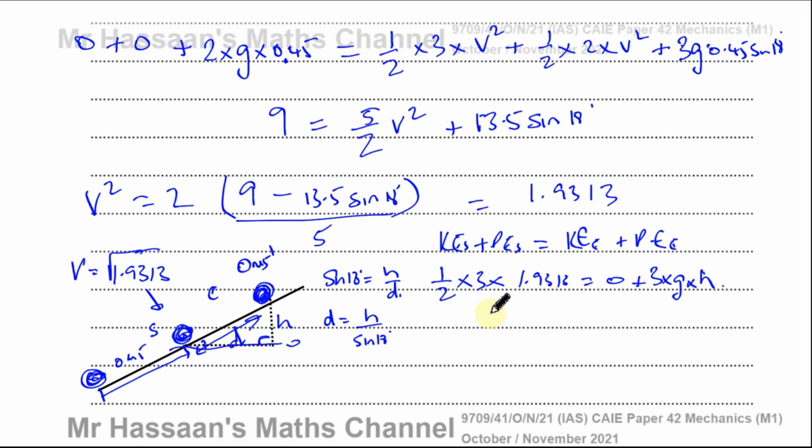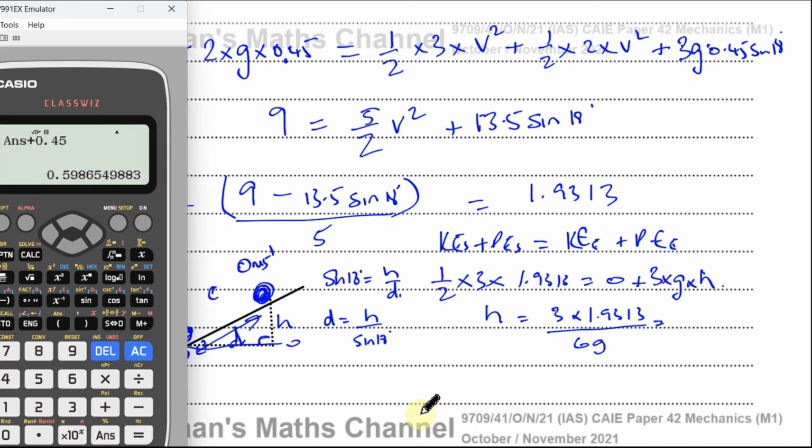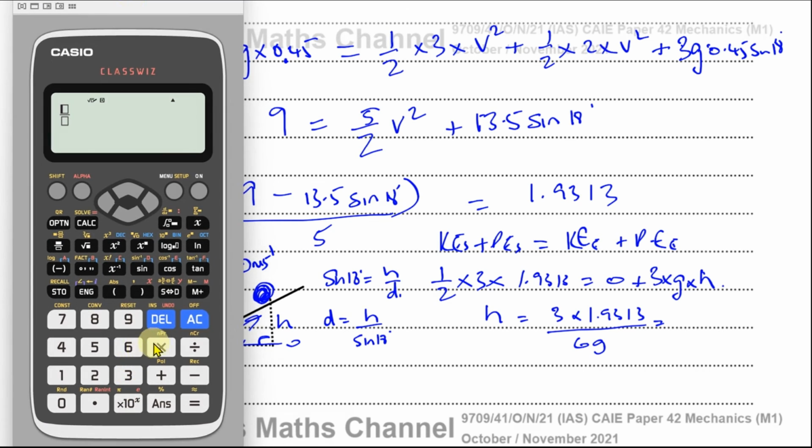So you're going to have h equal to basically 3 times 1.9313 over 6g. You're going to have to divide by 3 times g, the bottom there, so it'll be 6g. So that will be the value of h. So you'll have h is 3 times 1.9313 divided by 6 times 10.